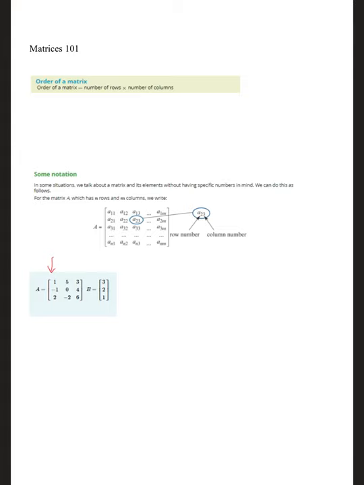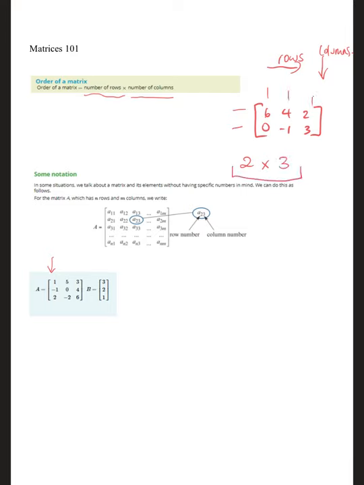You do a lot of this topic on your CAS, but you also need to know a little bit by hand. The first really important thing is knowing the order of a matrix. We get the order of a matrix by the number of rows by the number of columns. So if I have a matrix like this, remember our rows go this way and our columns go this way. So this matrix has 2 rows and 3 columns, so it's a 2 by 3.